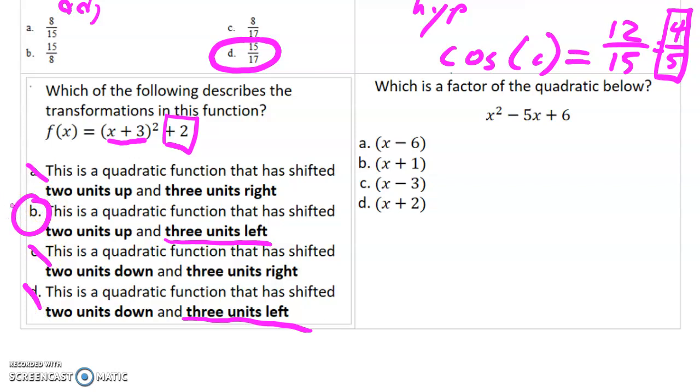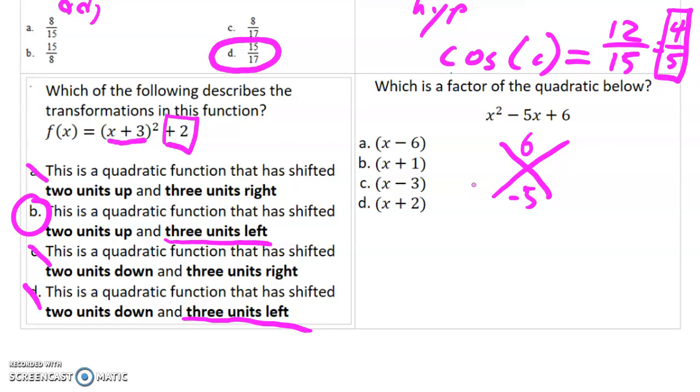Okay, final question. We want to know which of these 4 choices is going to be a factor of the quadratic here, x squared minus 5x plus 6. An easy way to do this would be to factor it. I always like to make a little x. I'll put the negative 5, the linear constant, in the bottom, and then 6, that's A times C, goes up top. And I'm going to think to myself, what multiplies to 6 and adds to negative 5?